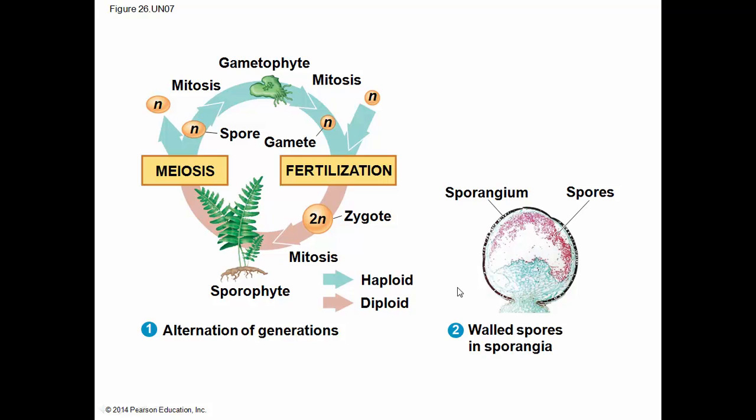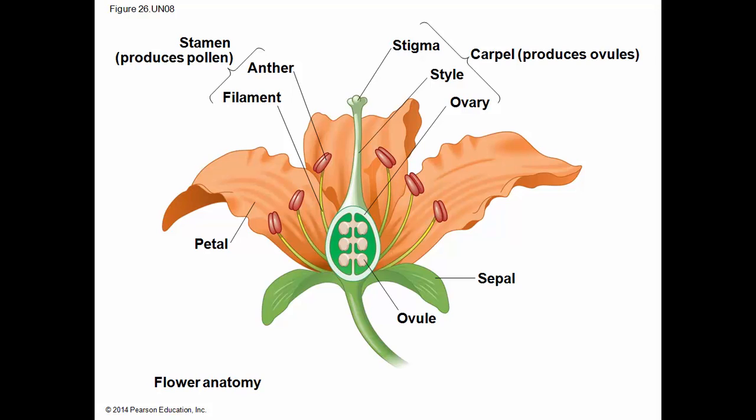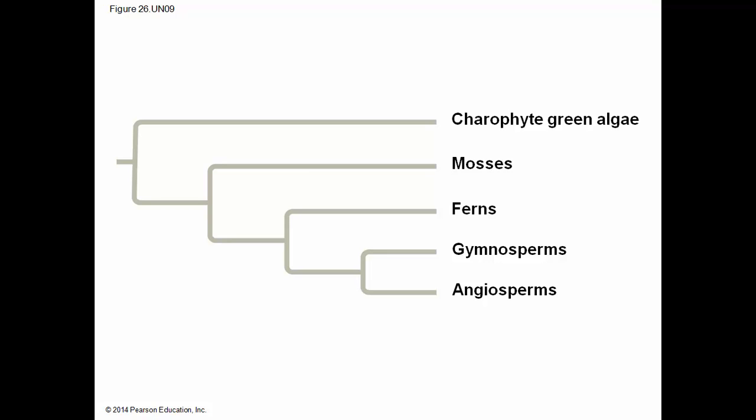Okay, gametophytes, alternation of generations. You got to know that. You got to know the parts of the flower. Got to know that. Flower anatomy. You want to know the basic structure of the phylogenetic tree of the terrestrial plants.